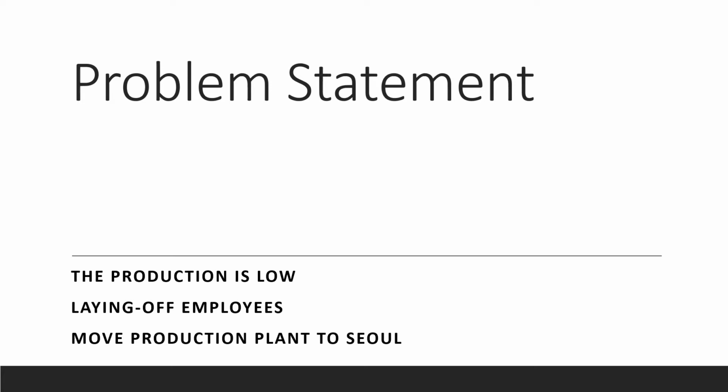Number one, the production is low. That is a problem. But because production is low, the management is trying to make decisions that will keep the company moving. They're trying to lay off employees and then move the production to Seoul, which is South Korea. And so that is a problem. But in this presentation, I will be using a human factor theory to show you that we could do something better than moving the company overseas or laying off our cherished workers.